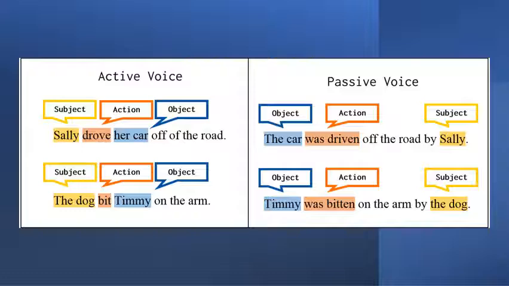The dog bit Timmy on the arm. Where the dog is the subject, bit is the action, Timmy is the object. It should be reversed. The object should come first. Timmy was bitten on the arm by the dog.